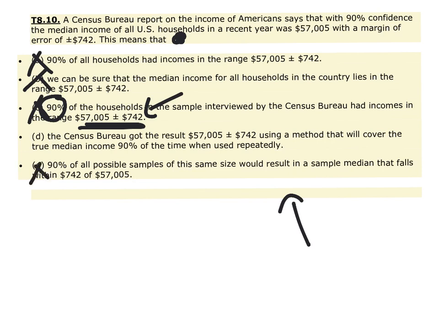What you're going to see here is D is the correct answer in what they said. This is another way of talking about the confidence level. Remember, confidence level says if we were to take many, many samples at 90% confidence, we would expect 90% of those intervals to actually include the true population answer, which is what letter D is referring to.